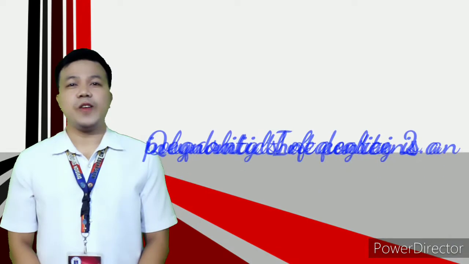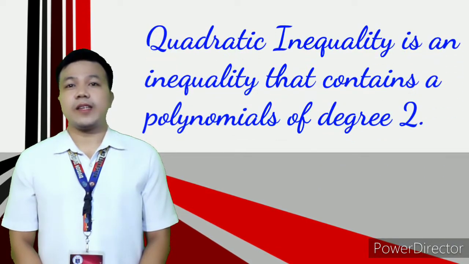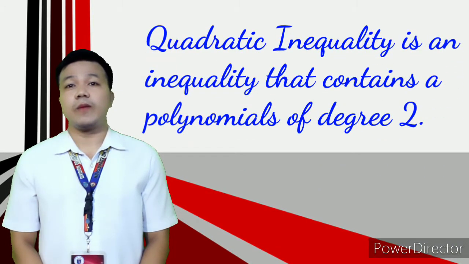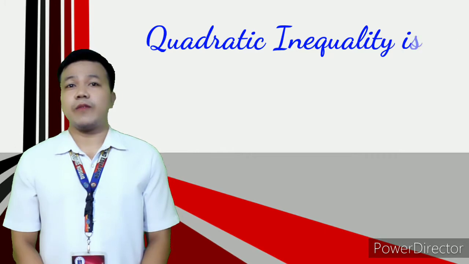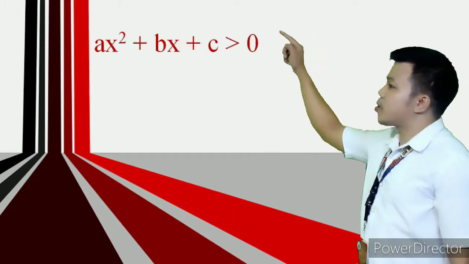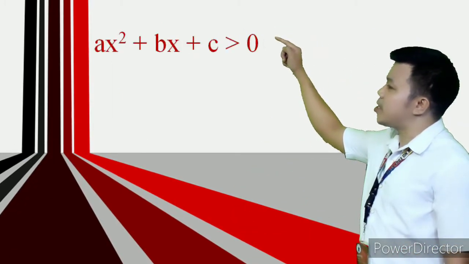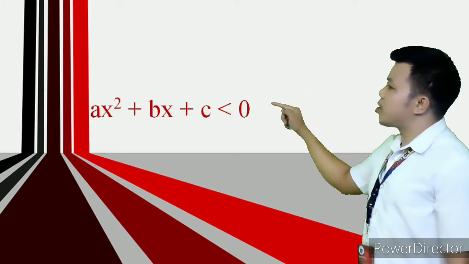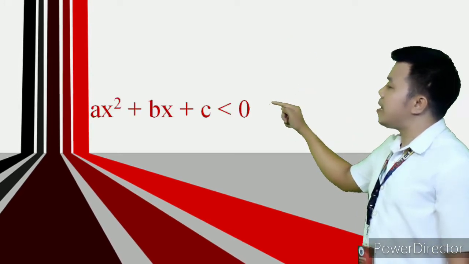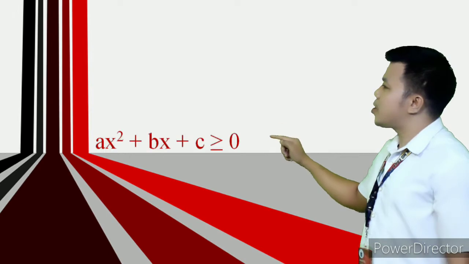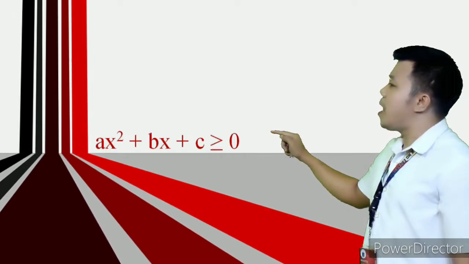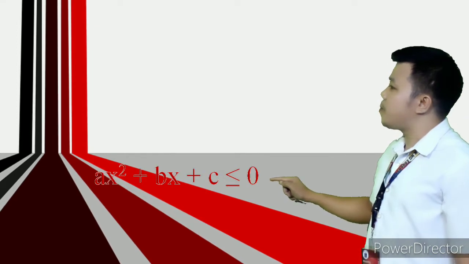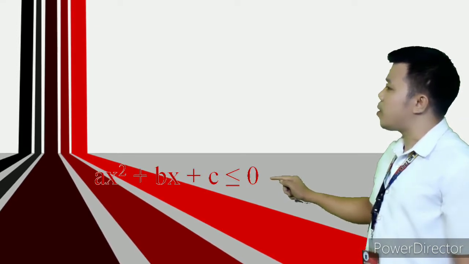Based on our previous discussion, quadratic inequality is an inequality that contains a polynomial of degree 2. It means that the highest exponent of the variable is 2, and it can be written in different forms: ax squared plus bx plus c is greater than 0; ax squared plus bx plus c is less than 0; ax squared plus bx plus c is greater than or equal to 0; and last, ax squared plus bx plus c is less than or equal to 0.